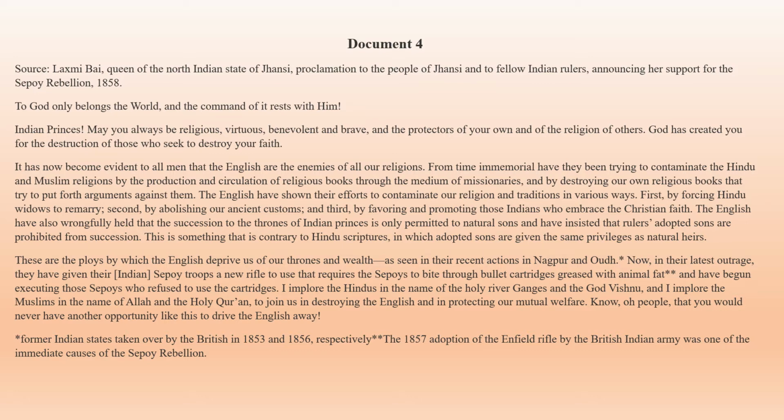This is a queen of northern India. All right, go down to this. So it's a proclamation to her people announcing her support for the Sepoy Rebellion. This is why we read the source. You should know the Sepoy Rebellion, okay? If you don't, what the heck? You know what that means when I say that.